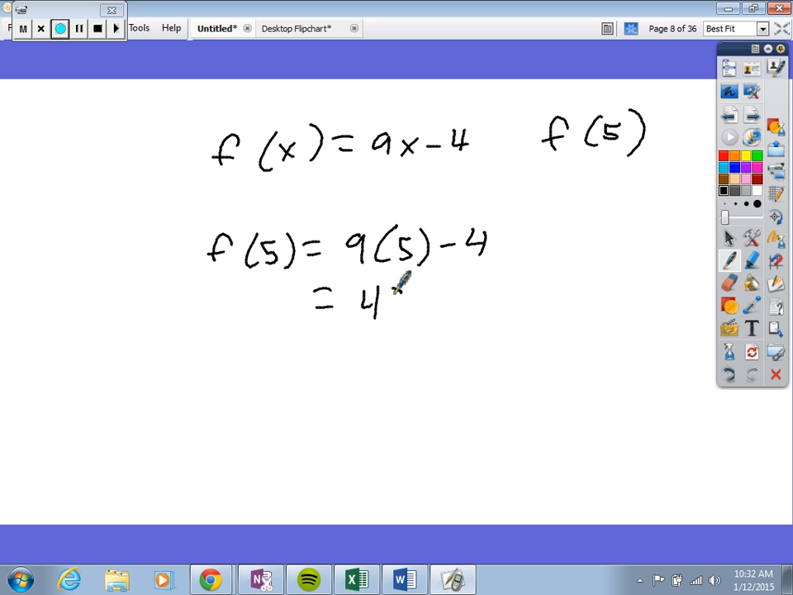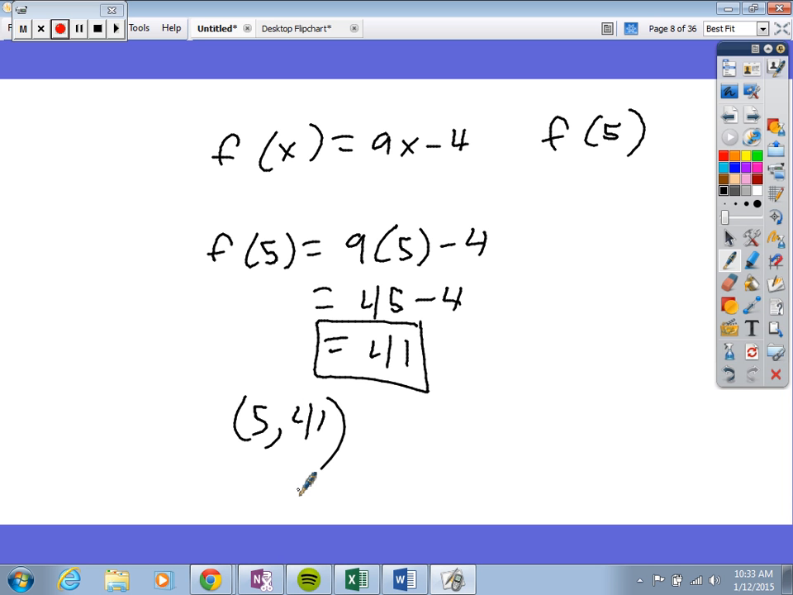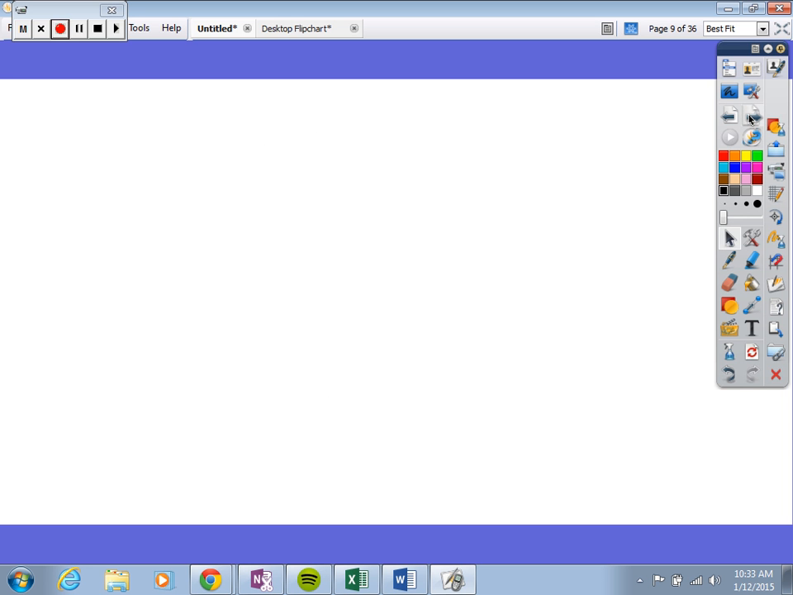So we get 45 minus 4 is equal to 41. So f of 5 is equal to 41. So what that says is that when x is 5, the y value is 41. That's just a good tidbit of information to know. Let's go on now to number 9.